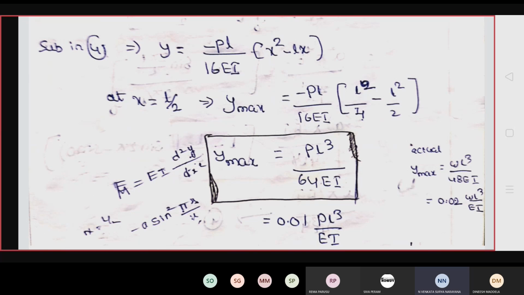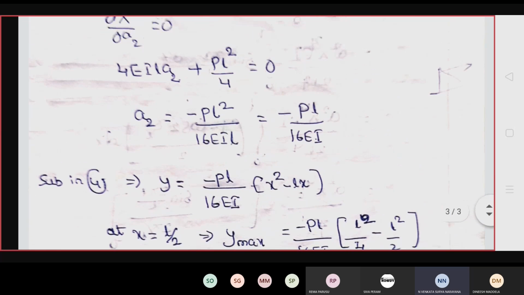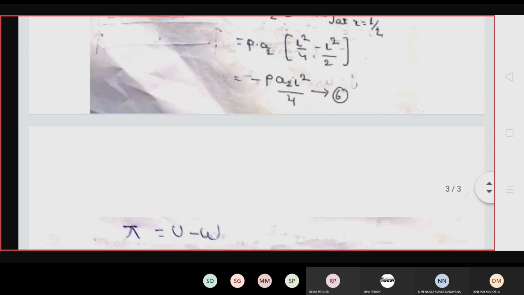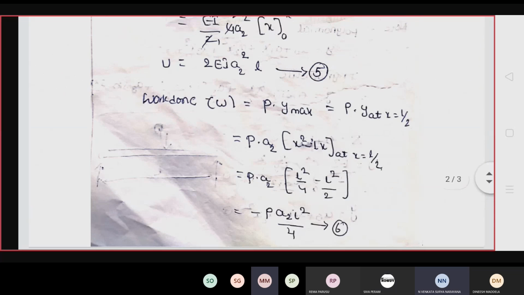Okay, any doubt? Please respond, all of you. This is a very important problem on the Rayleigh-Ritz method.